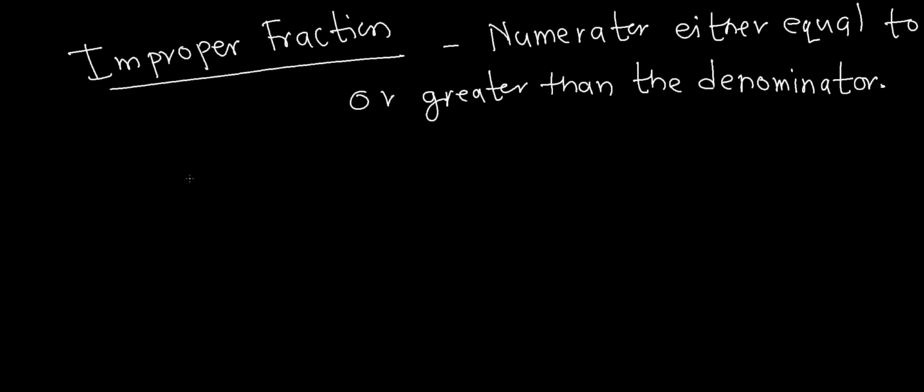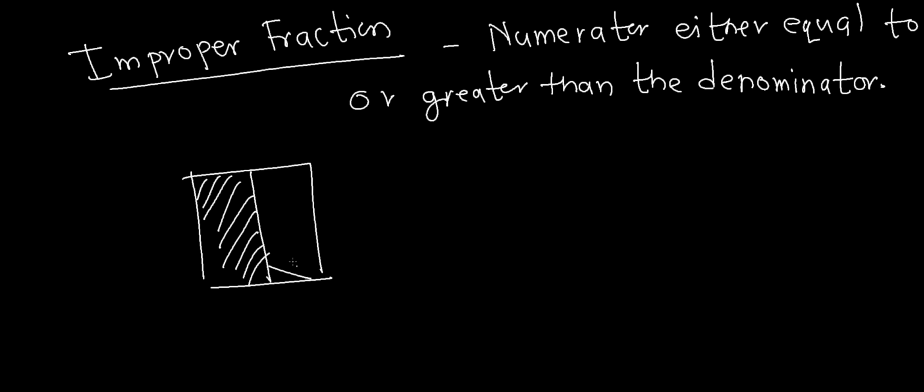So let's take examples. Let's say I have divided this shape into two parts and selected two parts only. This is the selection. So divided into two parts and selected two parts. So the numerator and denominator are equal. So it's an improper fraction.